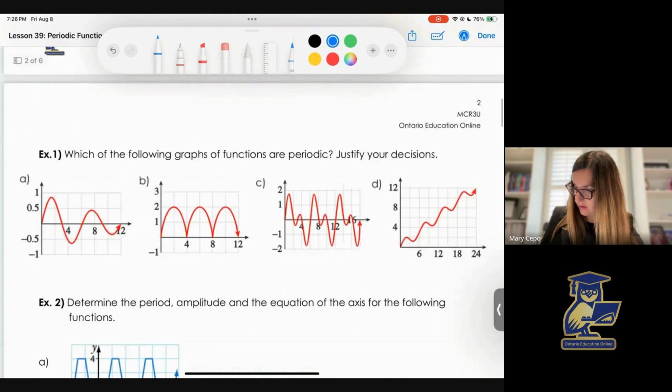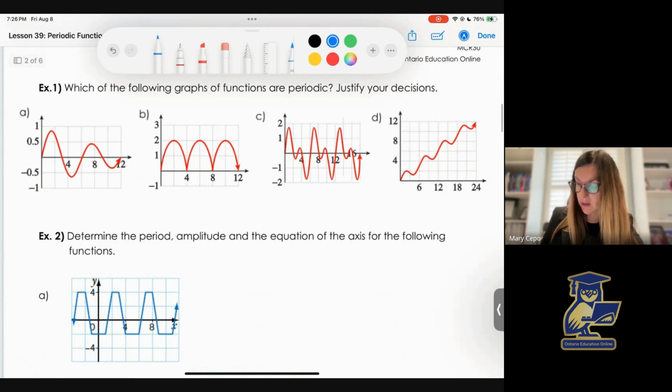Okay, looking on to example 1, we want to determine which of the following graphs of functions are periodic. Justify your decision. So if you look at the first graph, again, periodic function means that the function repeats at regular intervals. So that means that it would reach that max and min over time, okay, continuously. If you look at example A, that doesn't happen. So we know that that is not a periodic function.